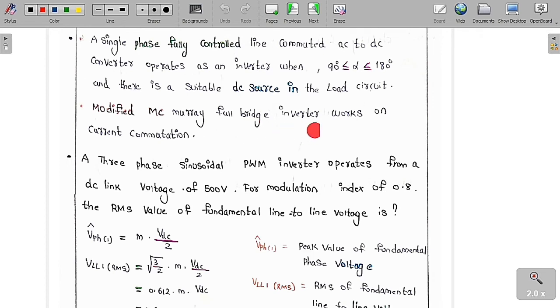Modified McMurray full bridge inverter works on current commutation. Here we are going to use a thyristor and also a diode, connected in antiparallel to each other. Because of this diode, we can turn off the thyristors. Suitable time is available for the thyristors to be turned off, and also the huge amount of load current can pass through these diodes. So that is the meaning of the modified McMurray full bridge inverter, which works on current commutation.